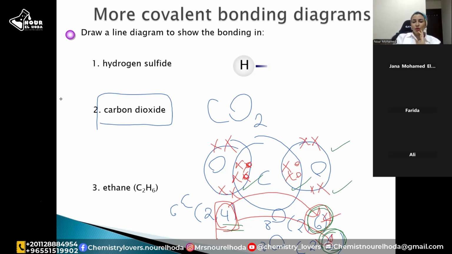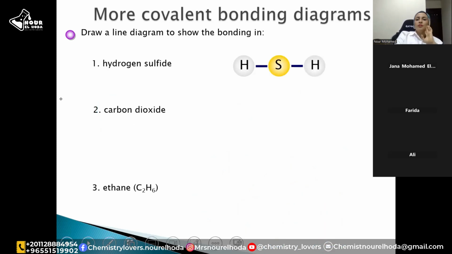So this means every carbon is sharing a double bond here or a double bond here. Why am I going to do it like this? Because it is sharing 4 here and 4 here, meaning 2 and 2. That's why it is double bond to double bond.